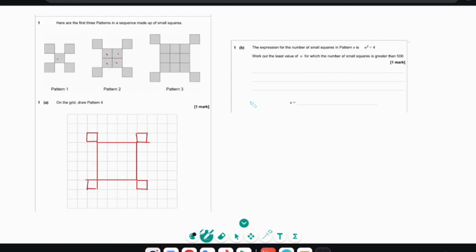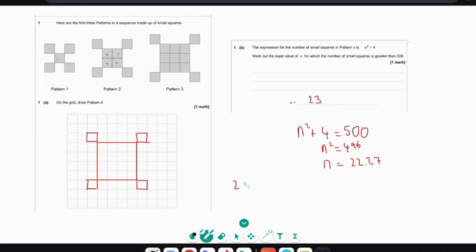The expression for the number of small squares in a pattern is n squared plus 4. Work out the least value of n for which the number of small squares is greater than 500. Okay, I'm going to just put this equal to 500 and solve it, which will give me an idea. Take 4 from both sides to get n squared is 496. Square root both sides, which gives us n as 22.27. So obviously 22 will give us an answer below 500, so n is 23.